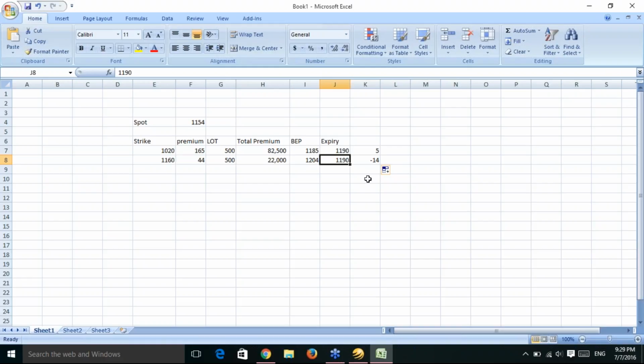In that situation, what will happen? In the second case where you are buying the same Infosys contract at 1160, your break even is coming to 1204 because the premium is 44. In that situation, you will have a loss of 14. Why it is a loss of 14? Because you bought at 1160, market closed at 1190.